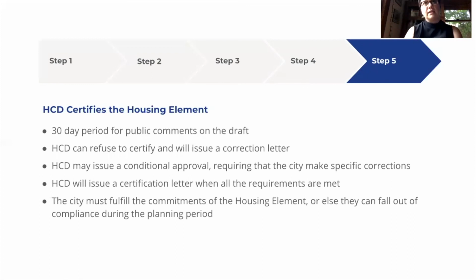And a city can actually fall out of compliance during the planning period. We can drop in the chat a document about some of the legal consequences of a city falling out of compliance. John, if you want to find that, that'd be cool.